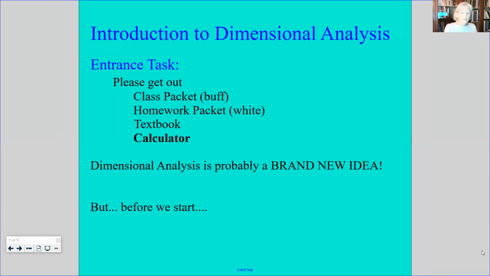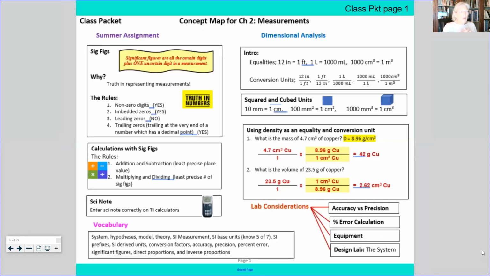But before we start, I want to show you on the class packet, page 1, this concept map keeps you posted as to where we are in the chapter. We have done all of this on the summer assignment with sig figs and calculations. Now we're starting this second part of the chapter where we use dimensional analysis. Yikes.